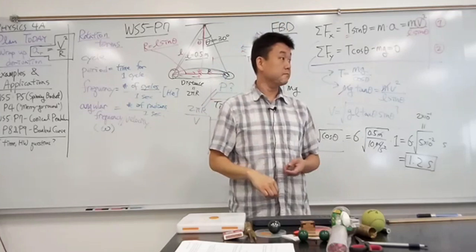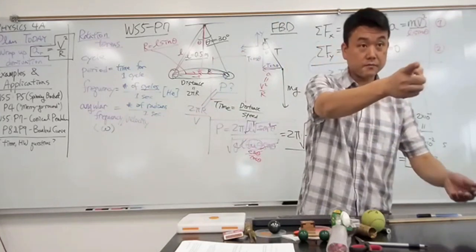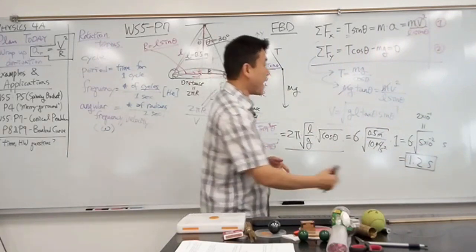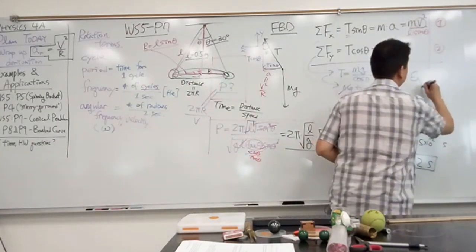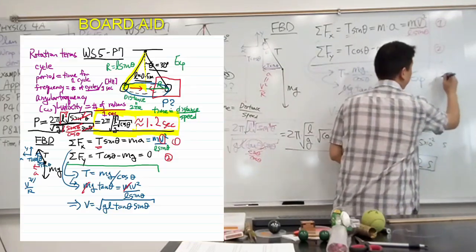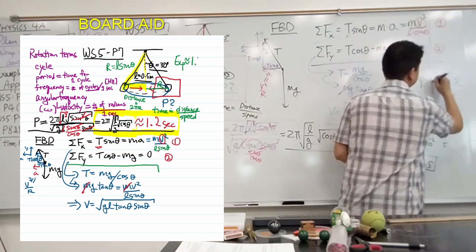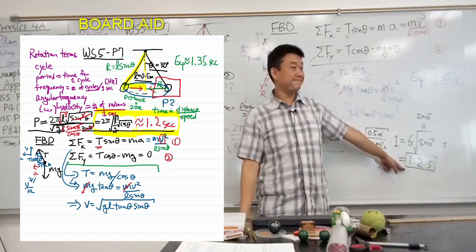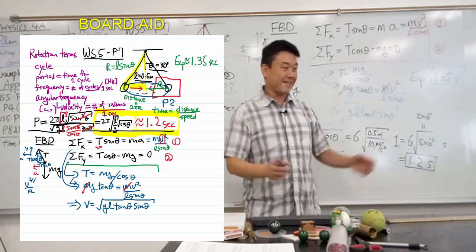How many seconds? 14 seconds? 13 seconds, so 13.5 seconds. So the actual experimental value was 13.5, or divided by 10, 1.35 seconds. It's within 20%. That was my goal, and it's within 20%. Good, that's how it works.